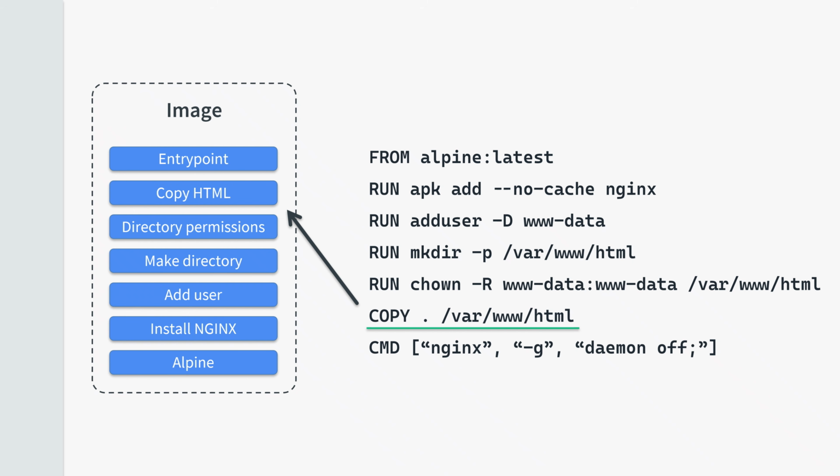And finally, we have a CMD instruction. This is the entry point to our image, the command that runs when the container starts. CMD is formatted as a list. The first item is the main executable, and the remaining items are its arguments. Here we're simply starting the Nginx web server.